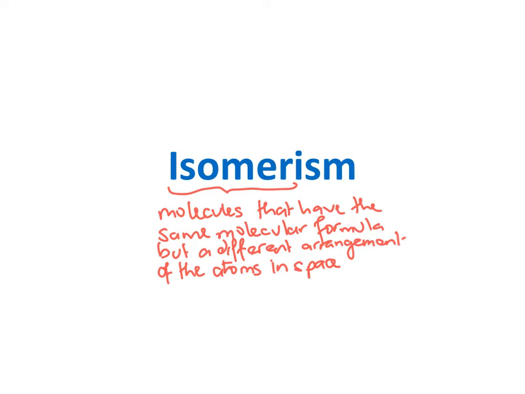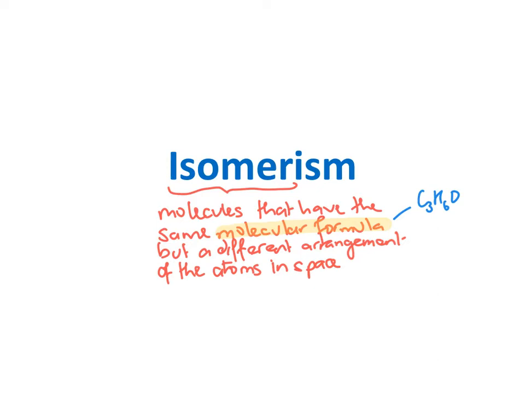So if we can remember in the first video what we meant by molecular formula, that told us how many of each element or atom there were. So we could have a molecular formula of, say, C3H6O. So we know from that formula there are 3 carbons, 6 hydrogens and 1 oxygen in the molecule. But actually what that formula doesn't tell us is how those 3 carbon atoms, 6 hydrogen atoms and the 1 oxygen atom are joined together.